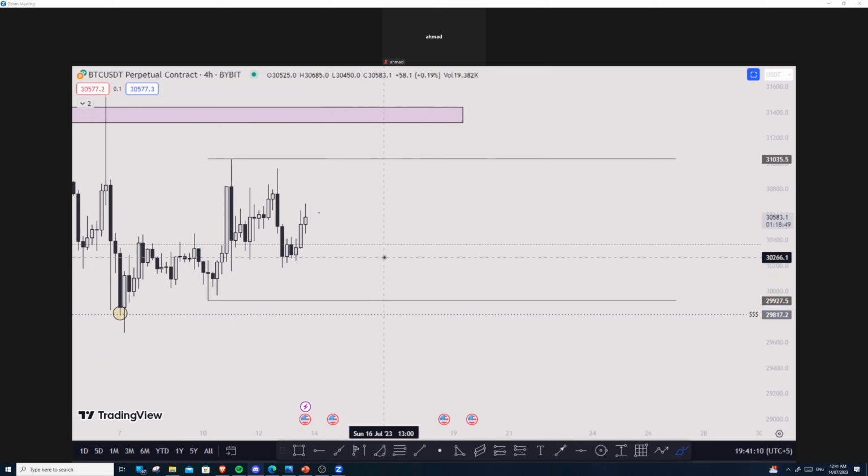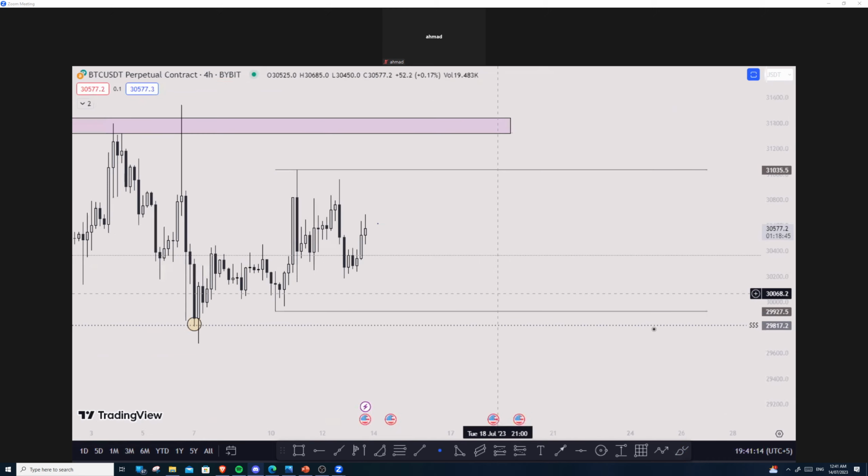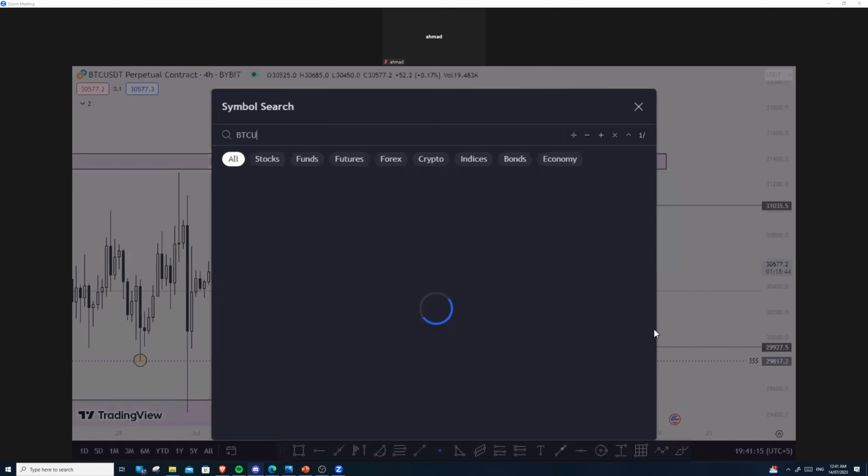Talking about some important levels, we have them on the other BTC chart on Binance, the ones that we placed earlier.